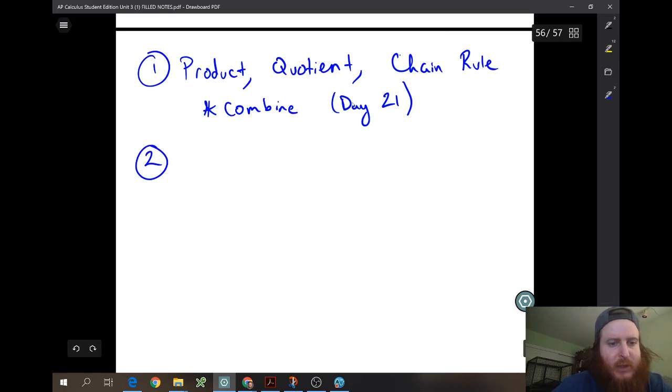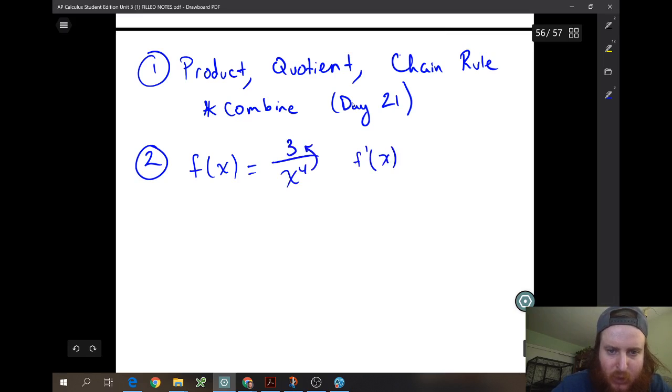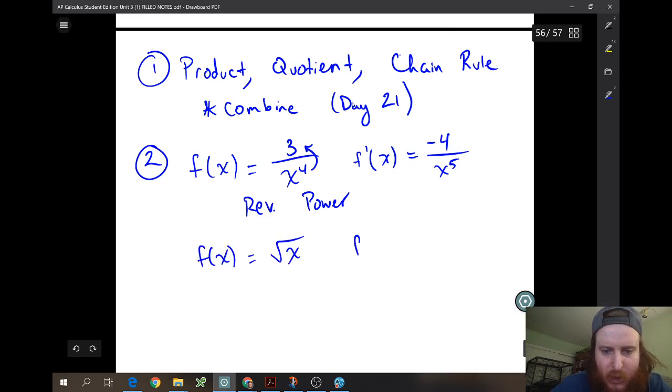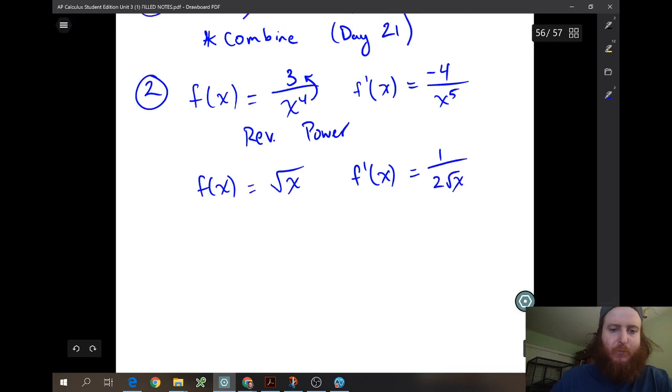Okay, a second thing, and this is kind of optional, but I think it's really helpful, is to have that reverse power rule, like say 3 over x to the 4th power, f prime of x. The reverse power rule says multiply it up and add 1. And then also the square root rule I think really helps. So if we have the square root of x, then f prime of x is 1 over 2 square root of x. So I think these two help, but they're not mandatory.